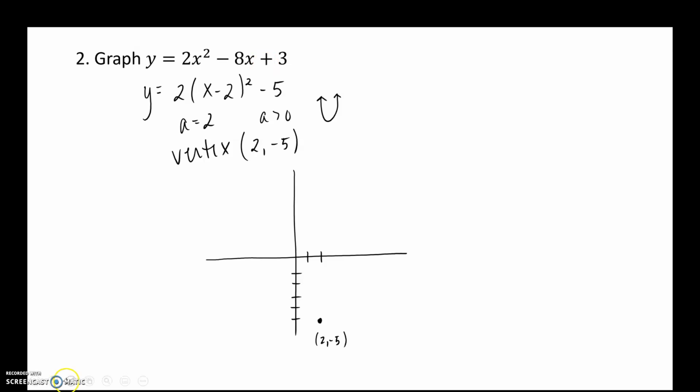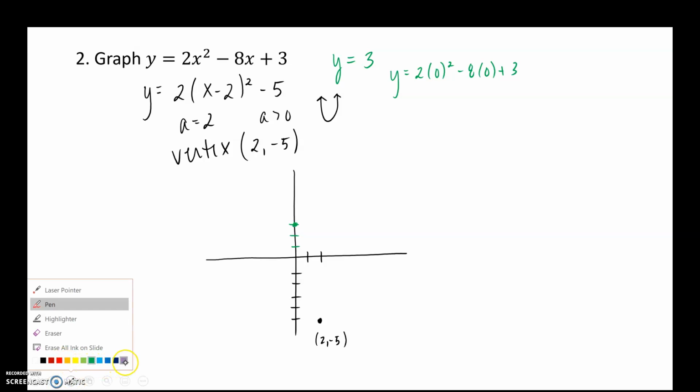Well, I started with standard form here. So if I started with standard form, I know that my y-intercept is +3. Where did that come from? Because if I replace all my x's with zeros, then that leaves me with +3. So there's my y-intercept of +3.